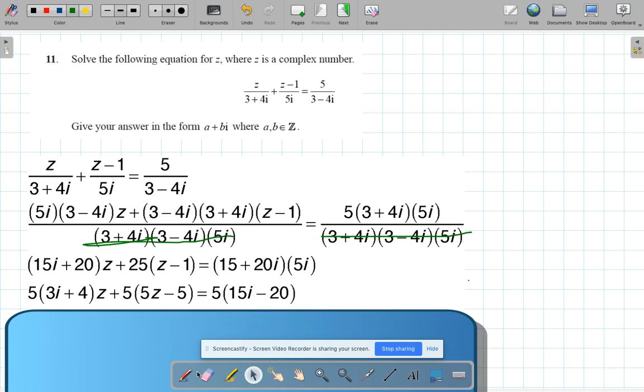In fact, I've made a little mistake there. It should be minus 20. It's actually just a little typo because I've done it correct in the next one.